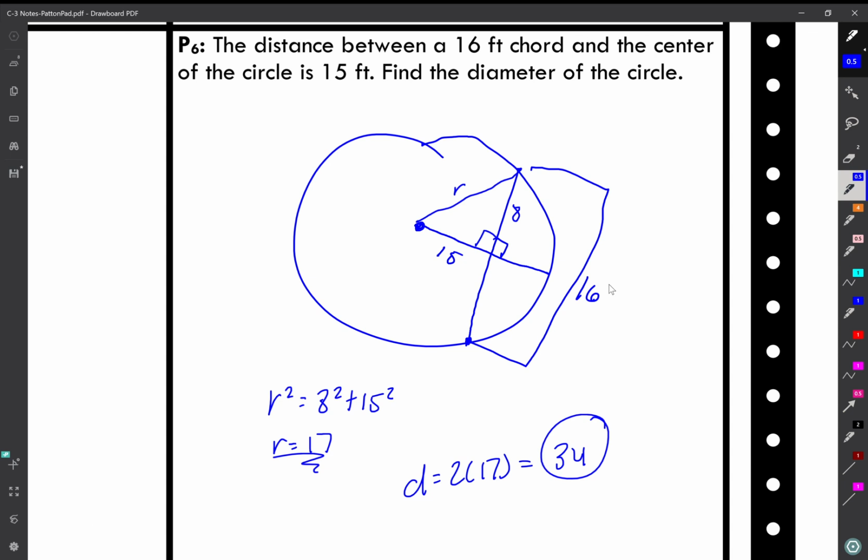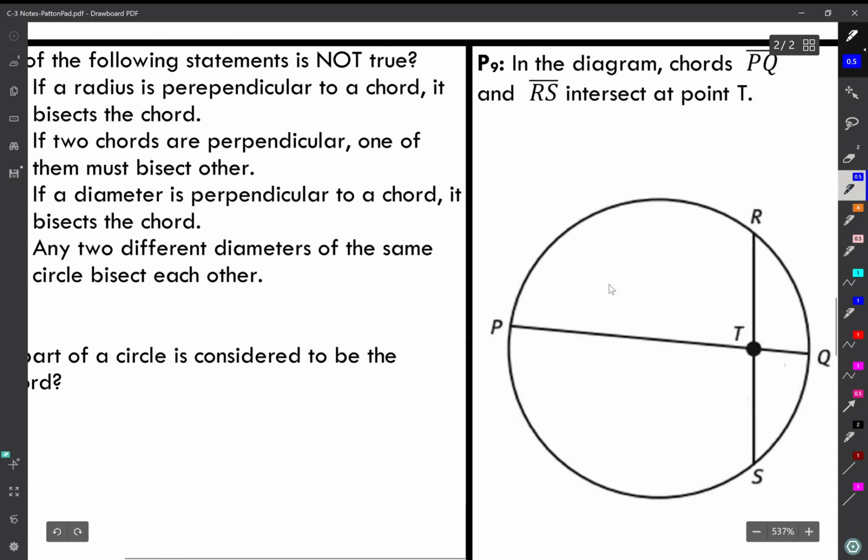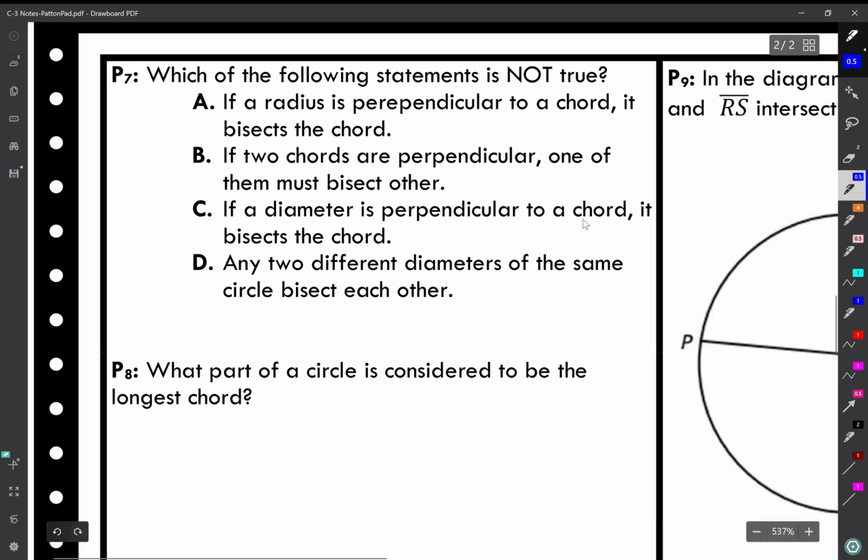Moving on to the back now. Alright, which of the following statements is not true? If a radius is perpendicular to a chord, it bisects the chord. That's true. If two chords are perpendicular, one of them must bisect each other.